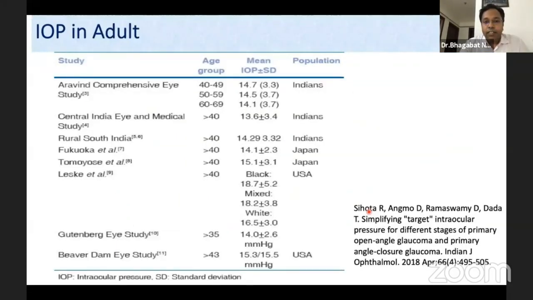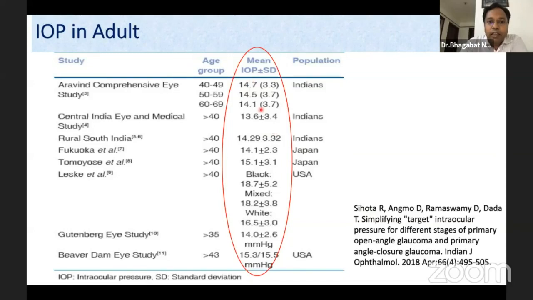And I have taken this from the IJO, Dr. Shiota's article. You can see this is the IOP in adults. In adults you will see the average. All know that 10 to 21 millimeter mercury is just theoretical, from the statistical results in the literature. But on average it is 14, 15, 16, 17, 18. This is the average IOP of the adult population throughout all these studies. So definitely the children's IOP will not be like that, not 14, 15, 16.